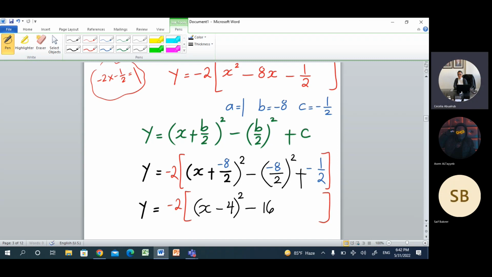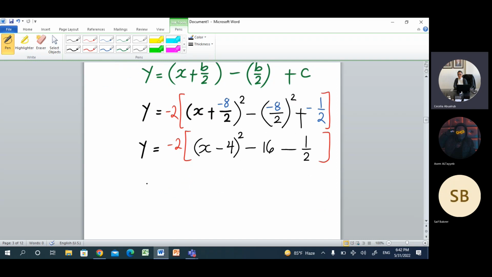Plus minus half, which means minus half. Okay? All right, let's simplify further. So y is equal to, don't forget the negative 2 and the squarish bracket. And here it will be x minus 4 to the power of 2. It will remain the same. Negative 16 and negative half, same sign, we add and we take the sign.